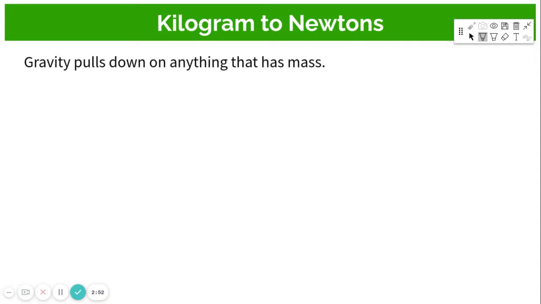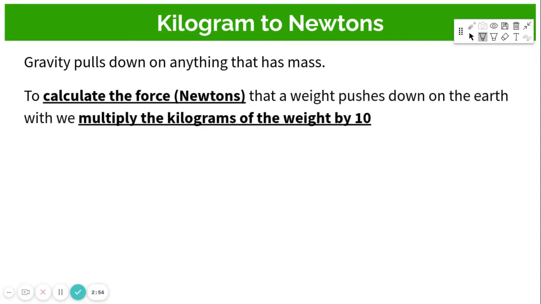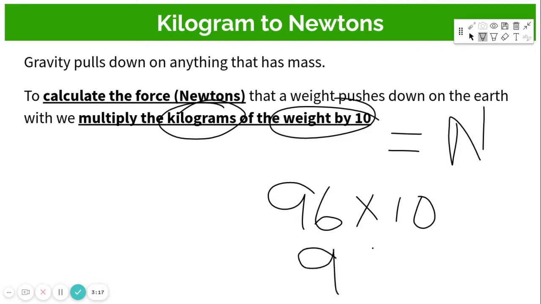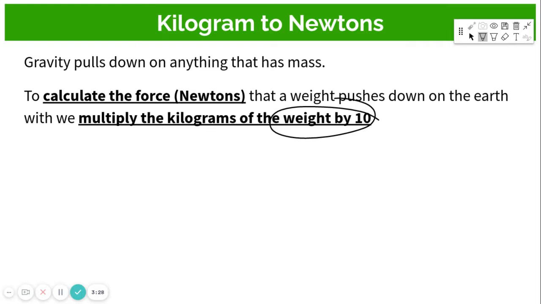So gravity pulls down on anything that has mass. To calculate the force that gravity is pulling down with, we just need to multiply by 10. So we take how many kilograms it is, we multiply by 10, and that's going to tell us how many newtons it is being pulled down with. For example, I weigh 96 kilograms, so we times that by 10, and now we know that the Earth is pulling me down with 960 newtons of force. So how do we get from kilograms to newtons? We times by 10.